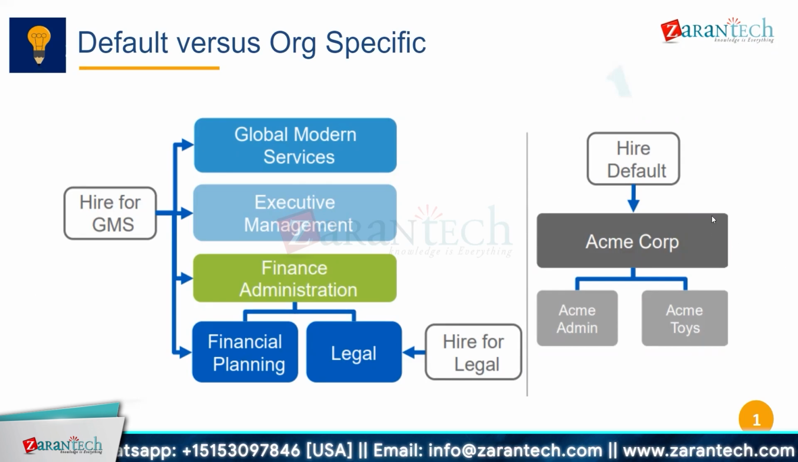So maybe for a different company, higher default could be Acme Corporation on a corporate level, then Acme Admin, Acme Toys. And depending on the organization, the business process could be done in a different way: how their org structure is set up, how their roles are set up, what their policies are, and accordingly.